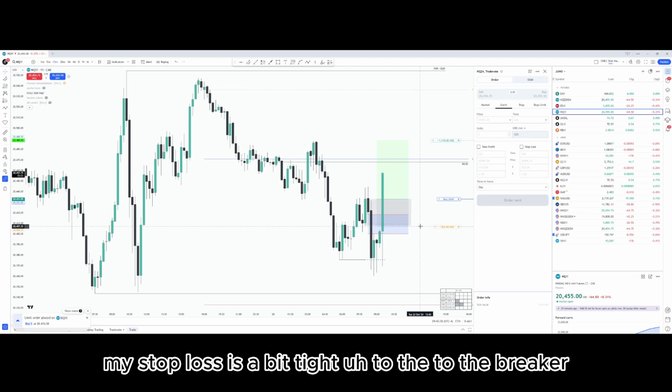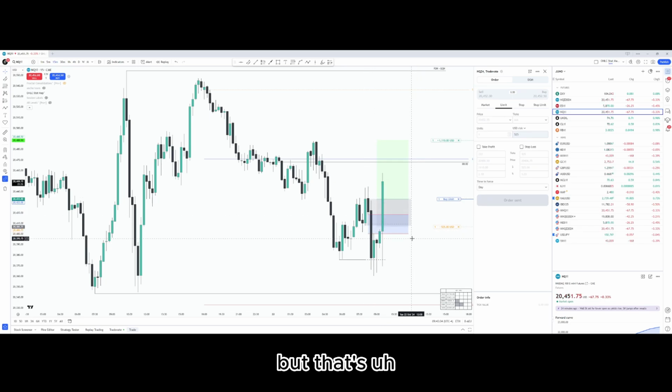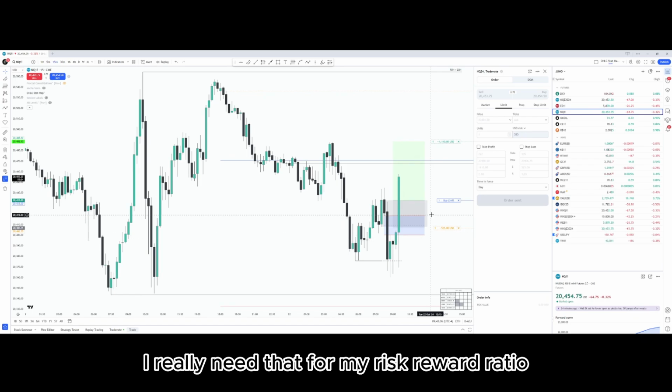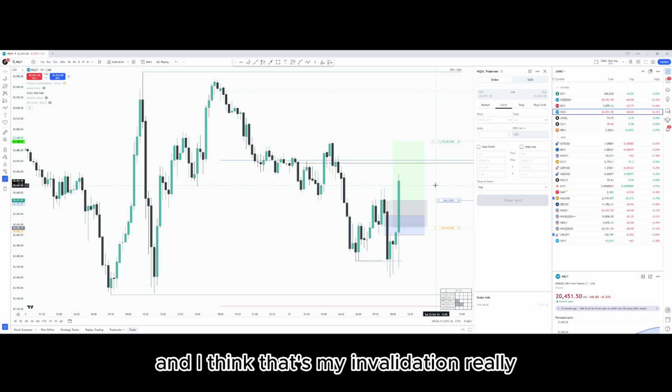My stop loss is a bit tight to the breaker, but I really need that for my risk reward ratio, and I think that's my validation really.